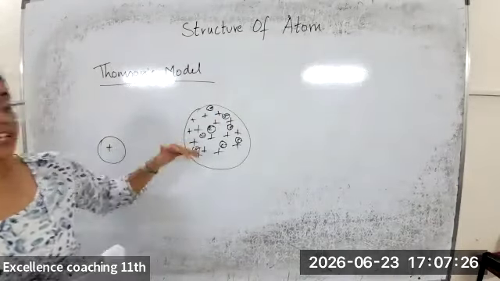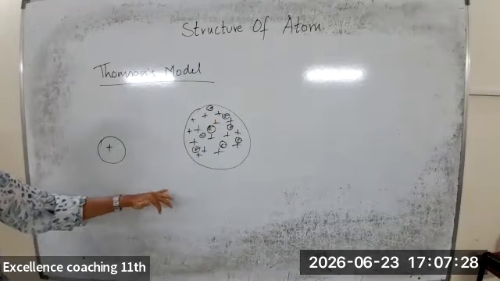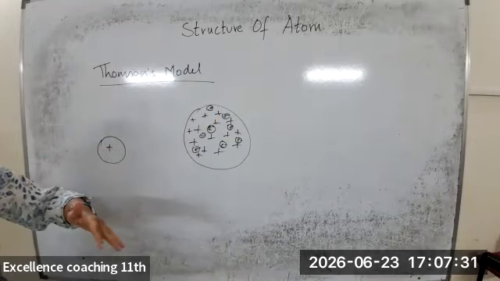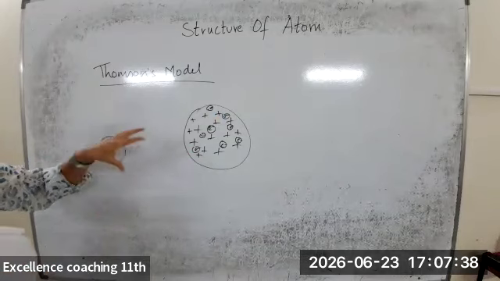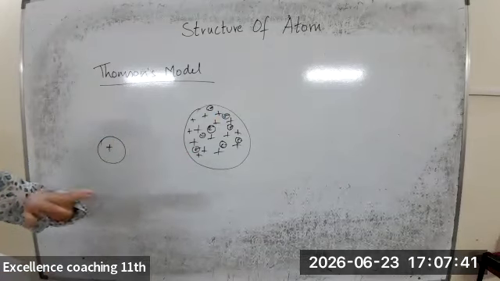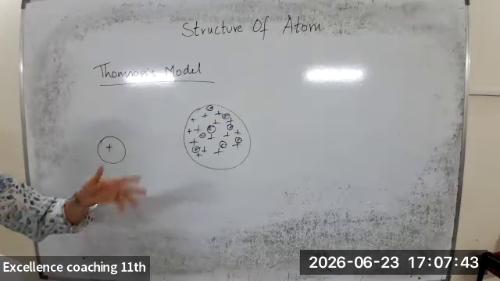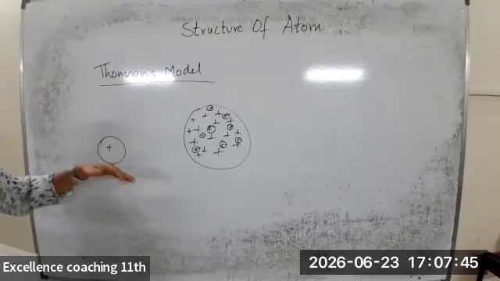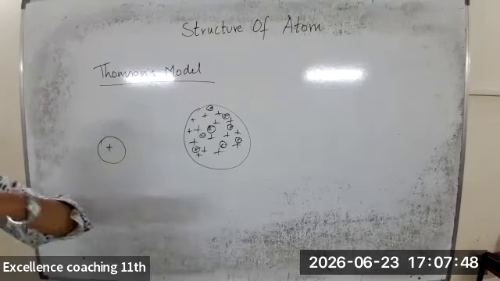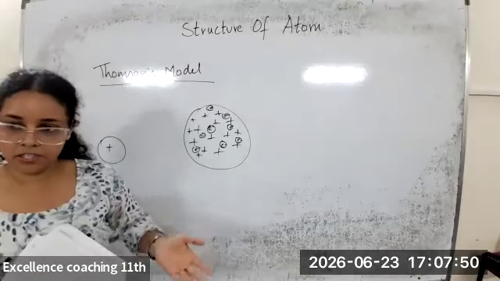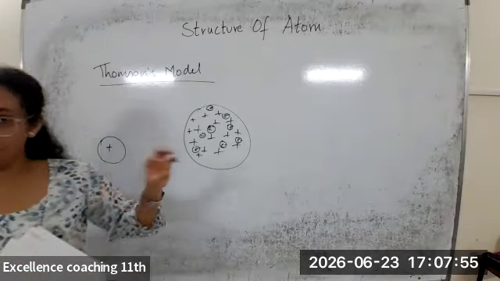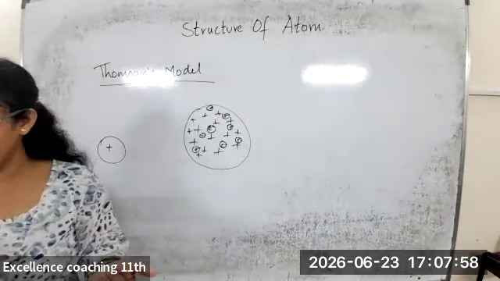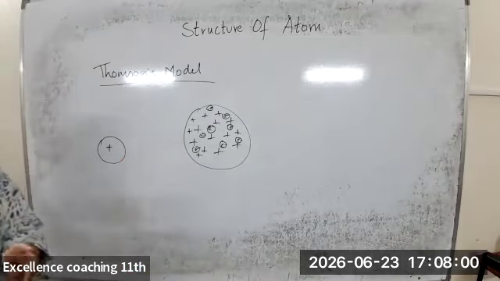Second, he said that his model was a static model. So there was no movement. He just said that the electrons are embedded, but he did not explain whether the electrons are moving inside the atom or not. He did not give any further justification. If we consider that electrons move, they revolve around the nucleus, but he did not justify that. So the second drawback is that his model was a static model.